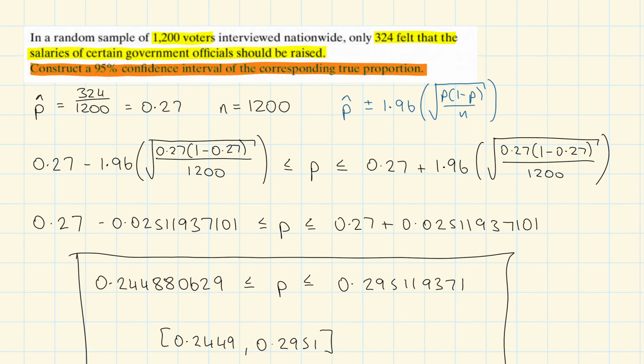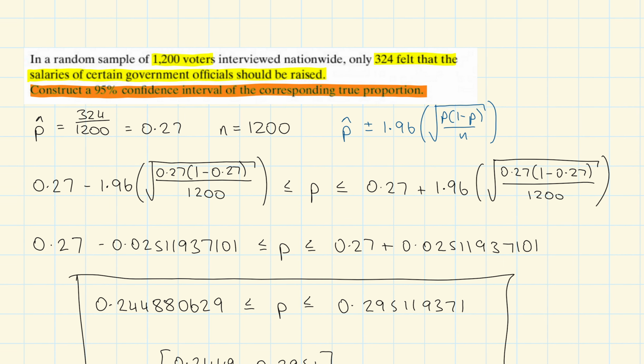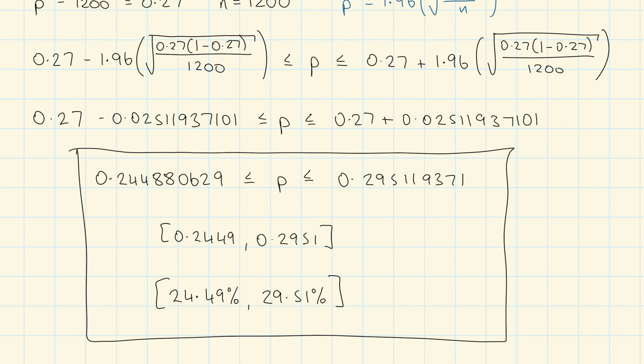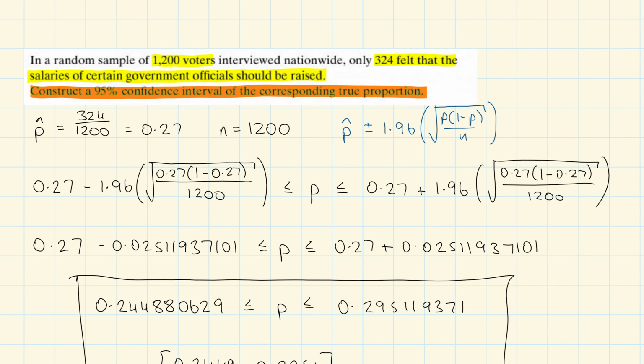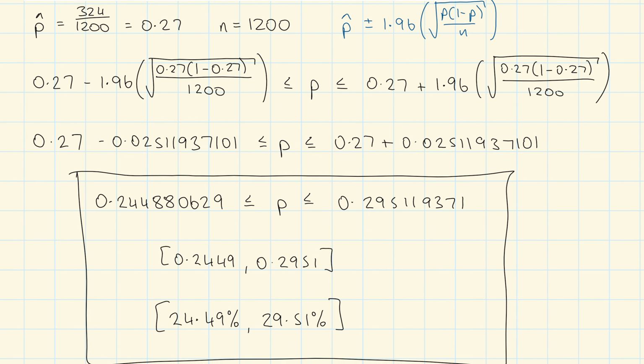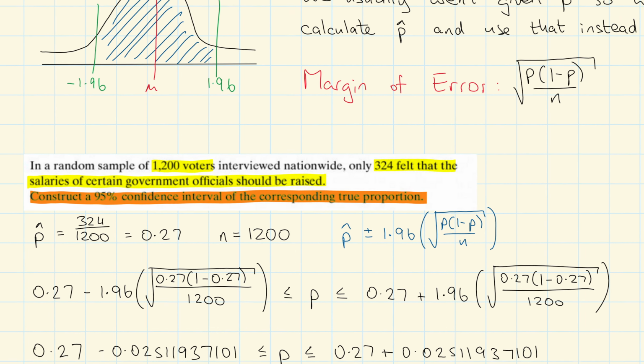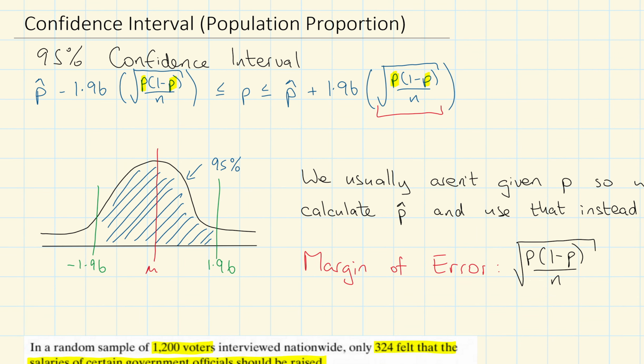But that's your approach there for your confidence interval. So in the sample that they took, 27% of voters believed that the government officials' salaries should be raised, and then for our whole population of 1,200 voters, we're able to figure out that we are 95% confident that between 24.49 and 29.51% of them will agree that the salaries should be raised. Okay, and that's us done for a 95% confidence interval for population proportion.